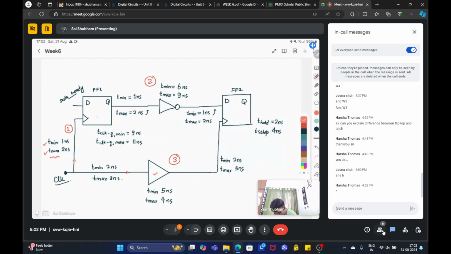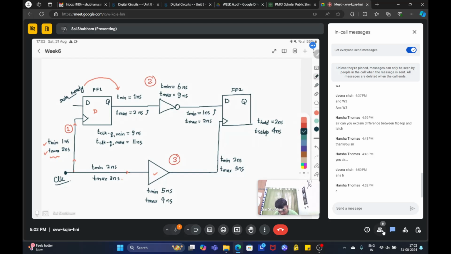This is a D flip-flop. And T clock to Q means that whenever there is a positive clock edge, it will take some time for data to reflect as Q. So that is the delay. T clock to Q means the time it takes for the flip-flop to work so that it can give the output Q depending upon your data D.